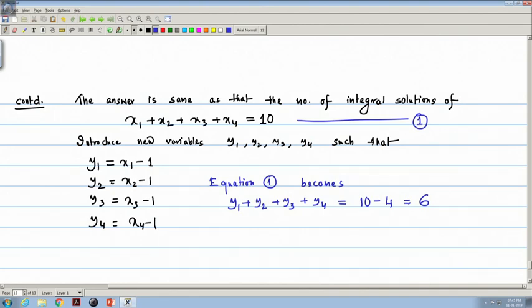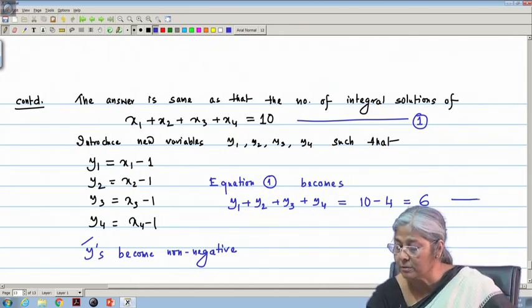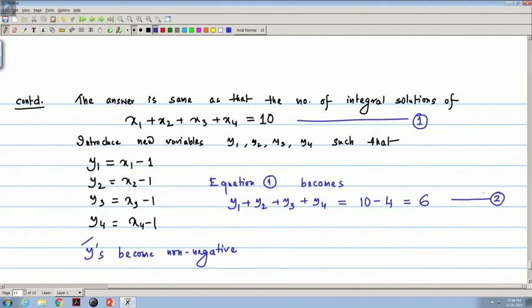So, that is why we have done this, so that the y's become non-negative. I have to find out the number of non-negative integral solutions of this new equation. I can write this new equation as equation 2.